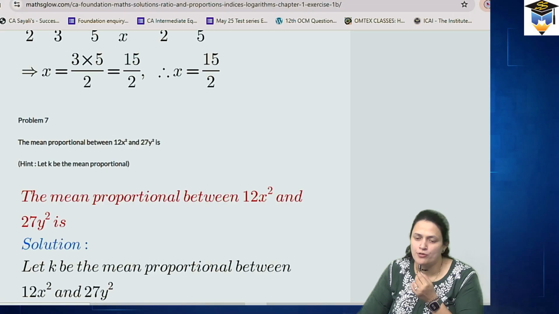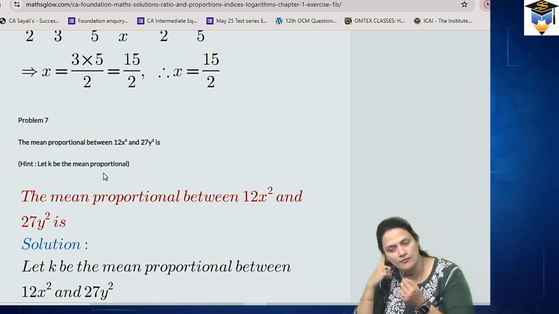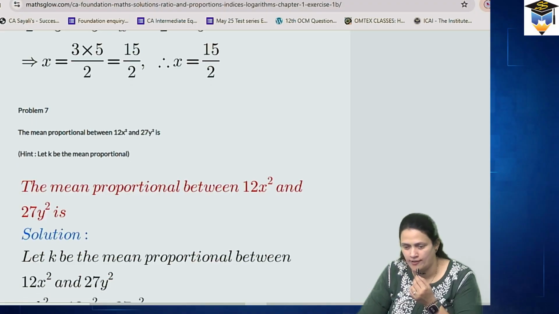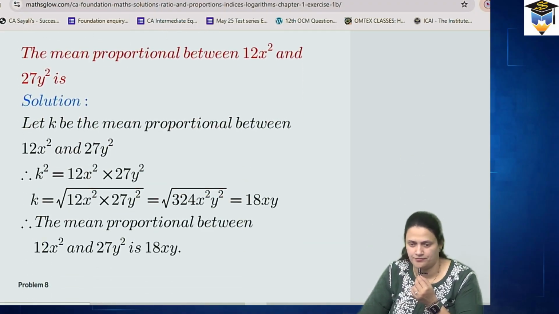Next, the mean proportion between 12x square and 27y square is. So they have given you a hint. Let k be the mean proportional. Option A. क्या है वो A option? 18xy. Okay, let us check. Good. So when we say k is the mean proportion, so k square is equal to 12x square into 27y square. So k will be equal to square root of 324x square y square. You know that 324 is a square of 18. So answer is 18xy. Good.